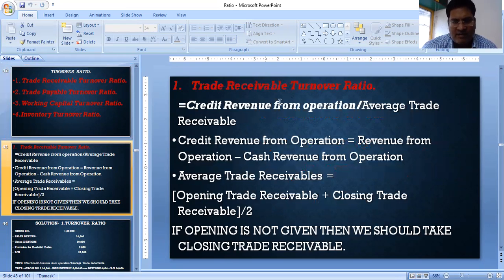Let's understand the meaning. We will be doing the trade receivable turnover ratio. The formula is credit revenue from operation by average trade receivables, as I told you already. Credit revenue from operation means total revenue from operation minus cash revenue from operation. And average trade receivables means opening trade receivables plus closing, divided by 2. If opening and closing are not both given, and only closing is given, then that will be taken as the average trade receivables. We don't have to divide it by 2 then.